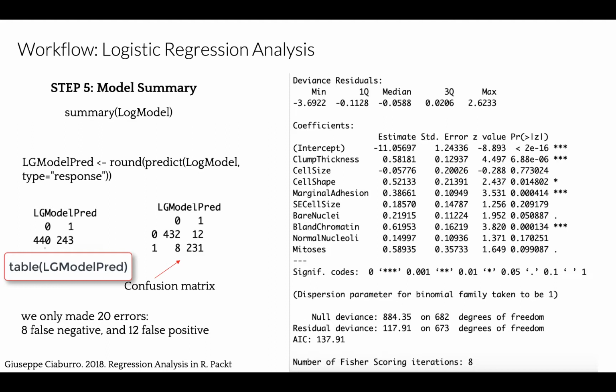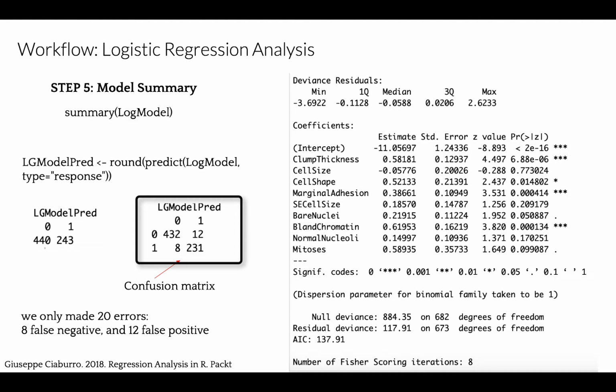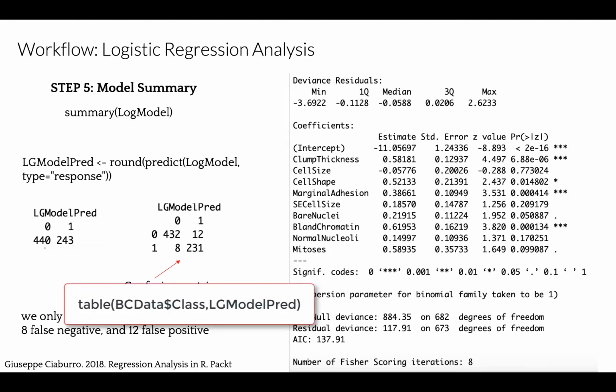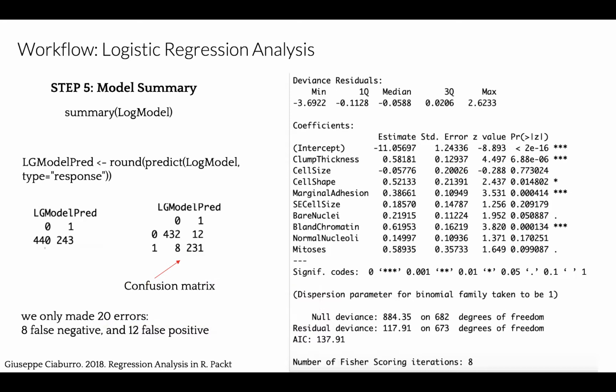To analyze the performance of the model in this classification, we can calculate the confusion matrix. In the confusion matrix, our classification results are compared to our real data. So in this matrix, the diagonal cells show the number of cases that were correctly classified. All the other cells show the misclassified cases. To view the confusion matrix, we can use the table function. You notice 20 errors, 8 for false negative and 12 for false positive.